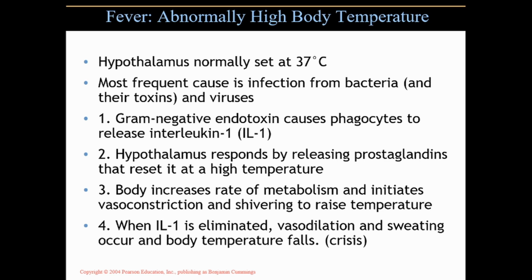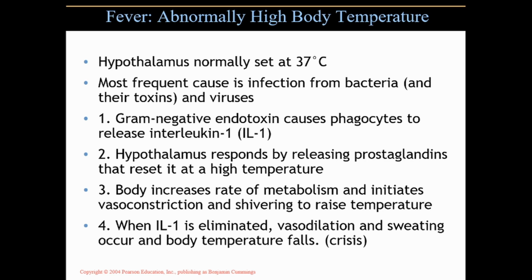Now, you ask, how did we go from the gram-negative endotoxin to the hypothalamus? The gram-negative endotoxin, like I said, induces the phagocytes to release interleukin 1. The interleukin 1 then gets put into the circulation, and as it circulates through the bloodstream, it makes its way to the hypothalamus in the brain. When the hypothalamus receives this chemical signal, it then responds to it. So remember, this is how this system of the body works. A signal has to be put out, and then something has to receive it.